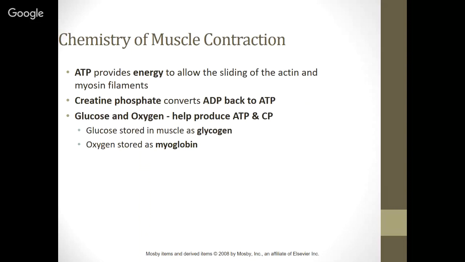Remember, ATP is providing energy to allow the sliding of the actin and the myosin filaments. We also rely on creatine phosphate to convert ADP back to ATP so we can use it for energy again. Glucose and oxygen help produce ATP and creatine phosphate. So creatine phosphate is something we look for in blood tests, and so it's important to remember that. Glucose is stored in the muscle as glycogen, and then we can use it as stored energy. Oxygen is stored as myoglobin.